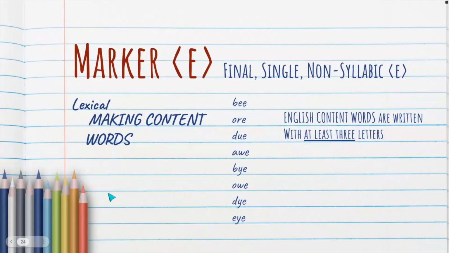The other thing that E can do, which I think is super cool, is lexical in nature, and it makes content words, because English content words are written with at least 3 letters. One of the theories is that we want the content words, which are the ones that we stress in English speaking, that have the meaning or the importance behind them, we want them to stand out on the page, so they have to be the longer words. Whereas the function words tend to be as short as possible. So be, or, do, by, all of these things could be spelled without the E on the end.